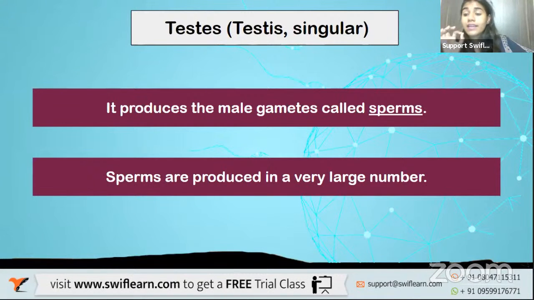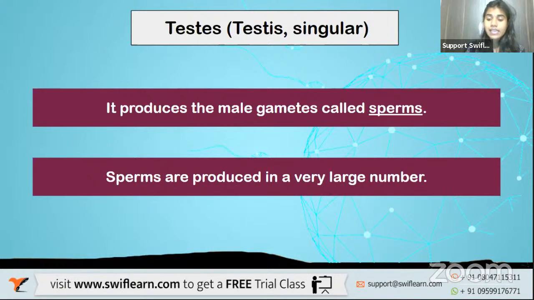Now the female gamete is called ova, or ovum, either. So the male reproductive gamete is sperm and the female reproductive gamete is ova. I have already told you that in sexual reproduction there is a fusion of the male and the female gamete. The male gamete should have 23 chromosomes, the female gamete should also have 23, and they fuse to give a zygote, which will develop into the embryo, then the baby, which will have 46 chromosomes. Clear? So sperm has 23 chromosomes, and it is the testis that produces the sperms.